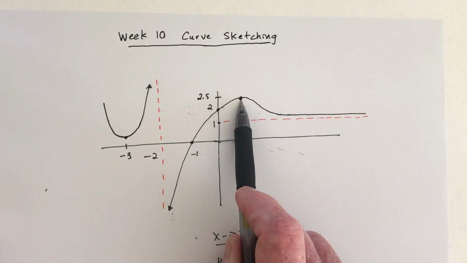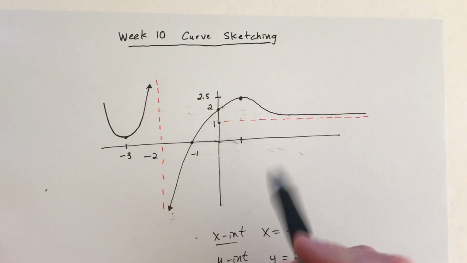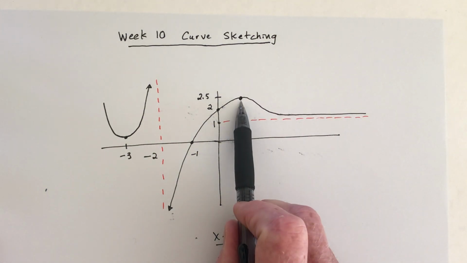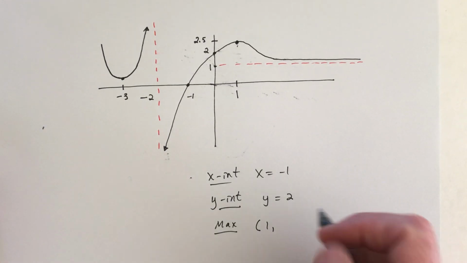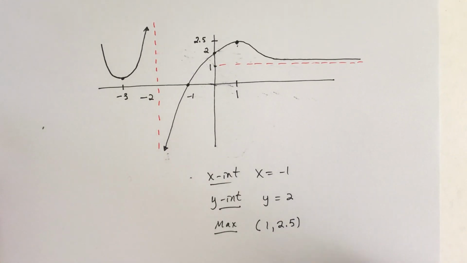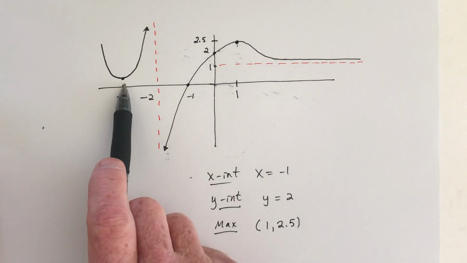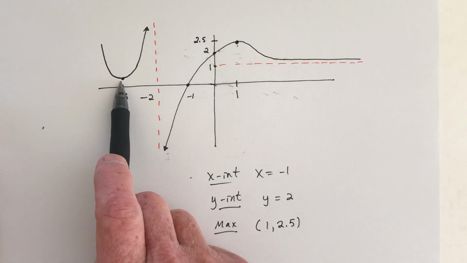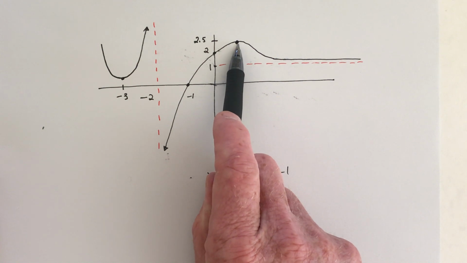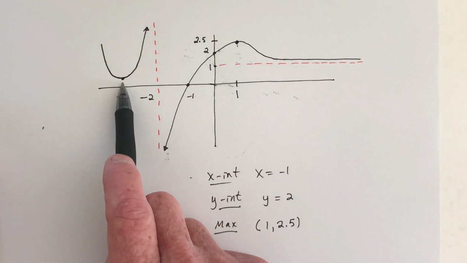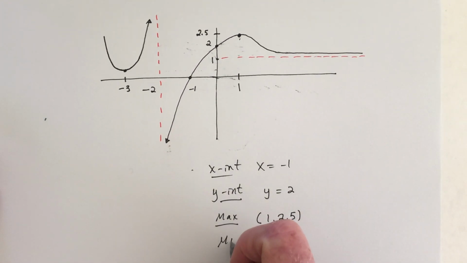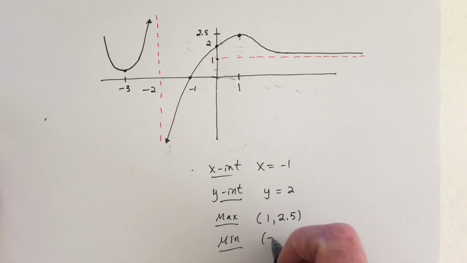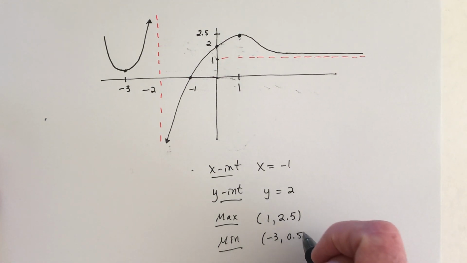Right here, there's a maximum value when it reaches the top of this little hill. So this would be x is 1 and y is 2.5. So there's a maximum at x is 1 and y is 2.5. And over here, there's a minimum. Both here, the derivative would equal 0, and here the derivative would equal 0. And this one is a y value of approximately a half. So there's a minimum when x is -3 and y is a half.